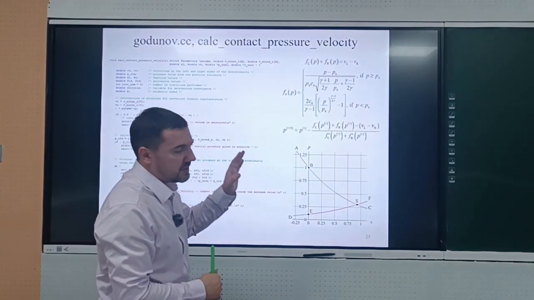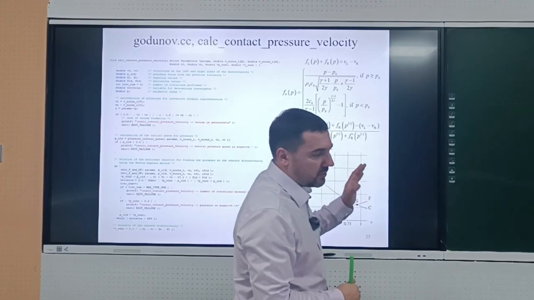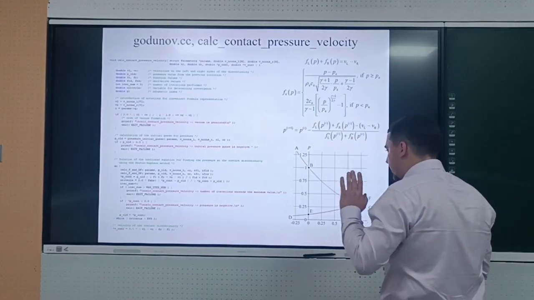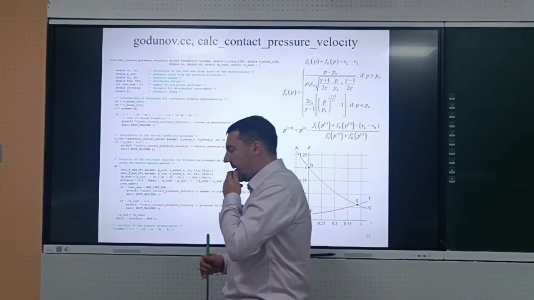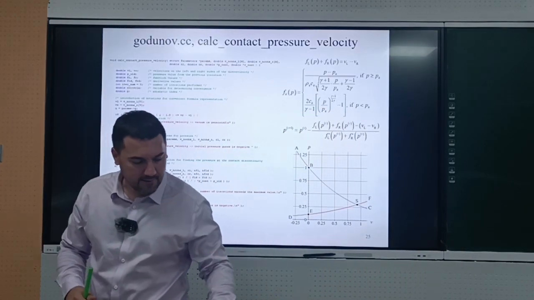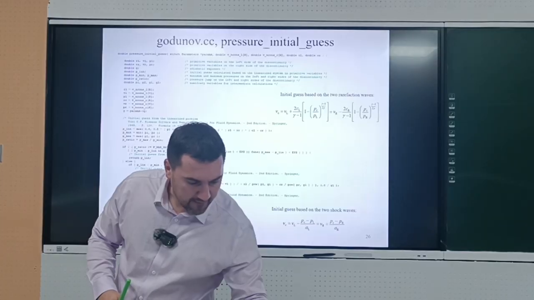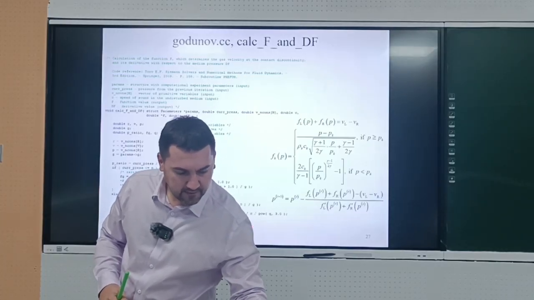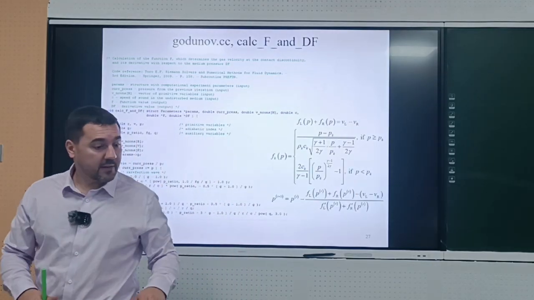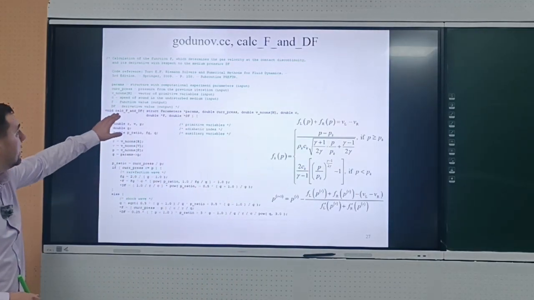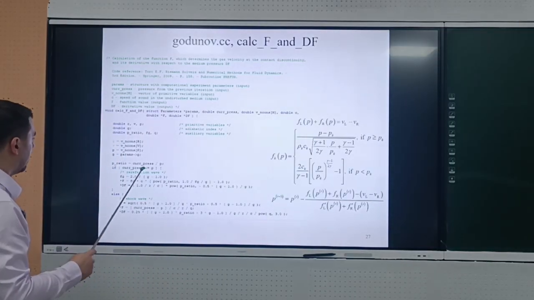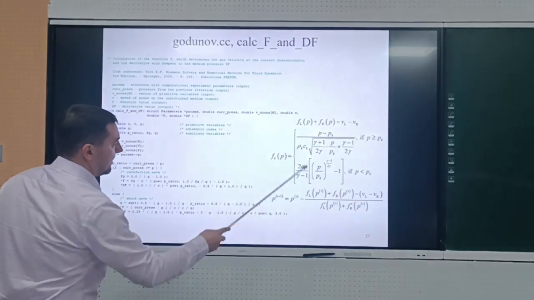Actually, you can suggest not only Newton iterations but simple iterations. Different options are possible. This is the function to compute f and df. So in this function calc f and df, we really compute f and df.